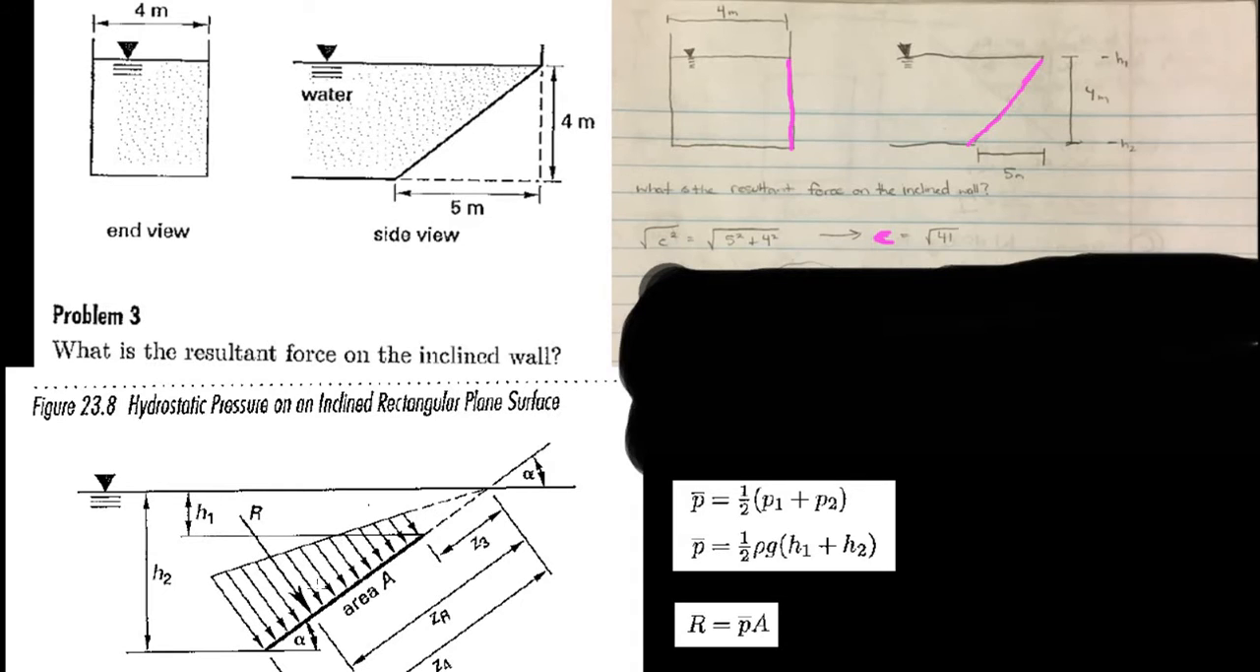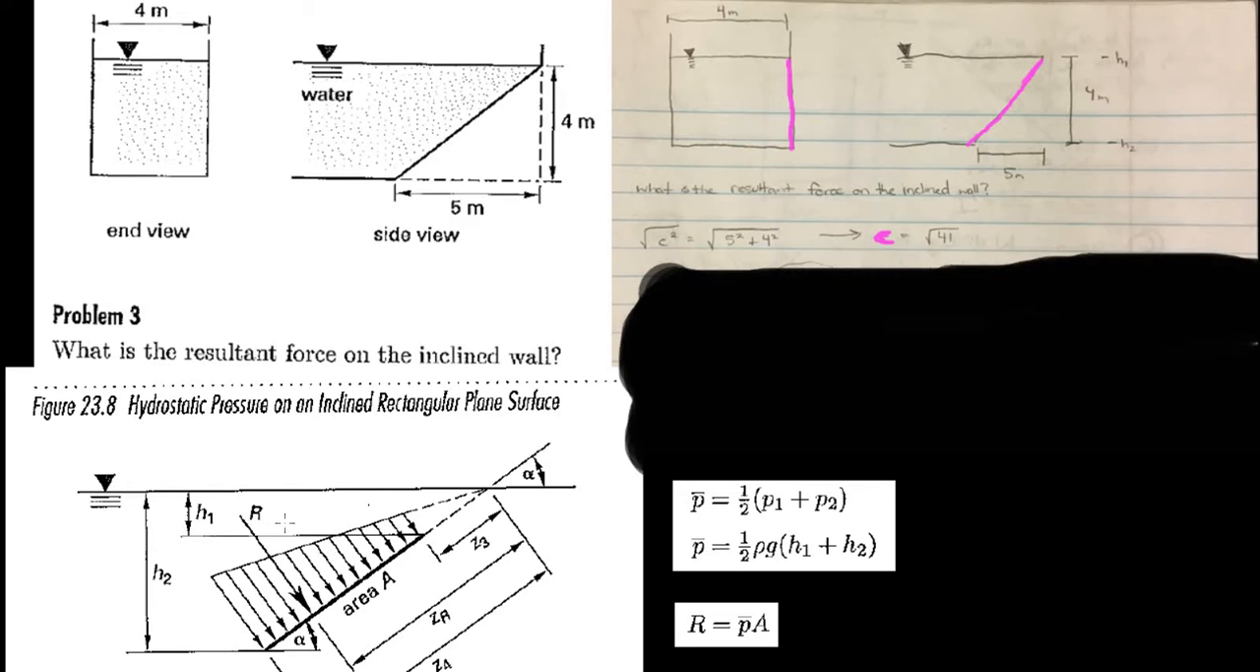And these arrows show the pressure distribution on that inclined wall. So this one doesn't go all the way to the surface like our problem, but it still gives us a good representation of what's going on. So as you can see, as we go down in depth, pressure will increase. That's why this arrow is longer than this one, because it's at a deeper depth.